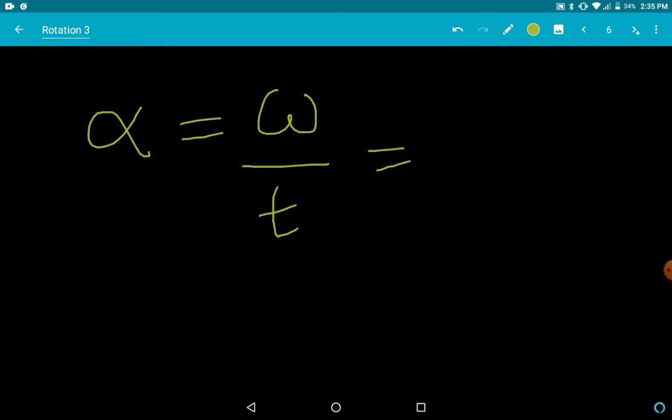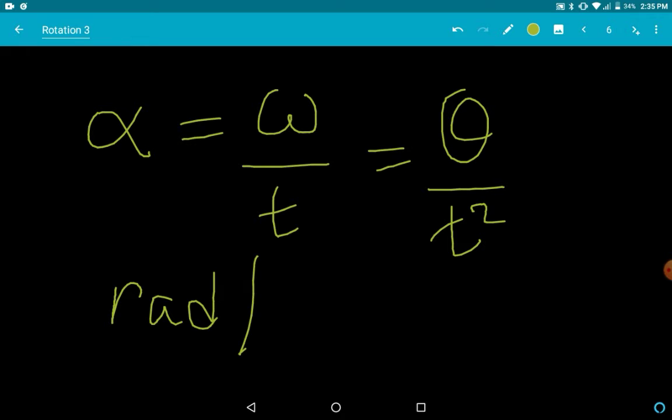Now what is angular acceleration? Angular acceleration is written as alpha. It is nothing but angular velocity by t. What is angular velocity by t? It will be theta by t squared. So what should be the unit of this? It should be radian per second squared. So this is angular acceleration. Just two terms I taught you now.